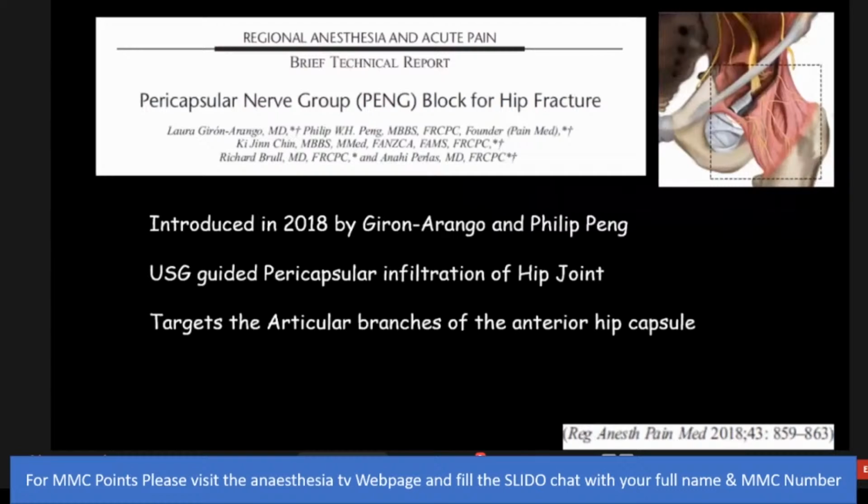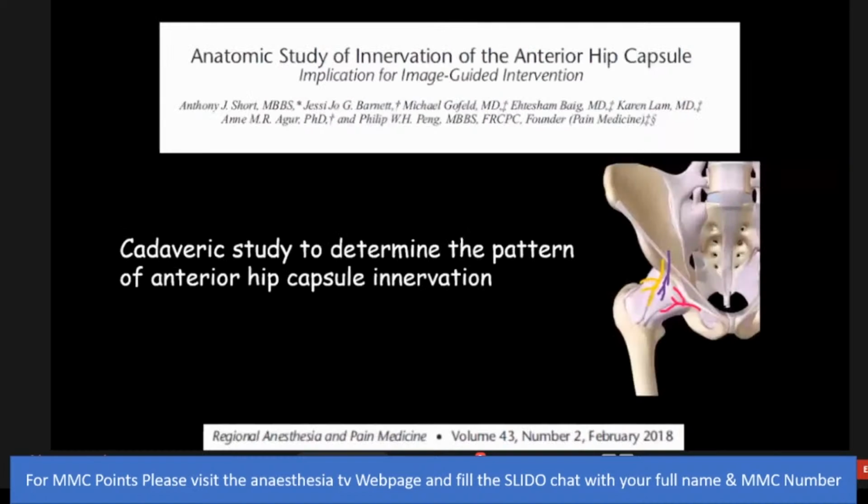PENG block was introduced in 2018 by Giron Arango and Philip Peng. It is actually the pericapsular nerve group block. It's an ultrasound-guided pericapsular infiltration of the hip joint and targets the articular nerves supplying the anterior hip capsule.